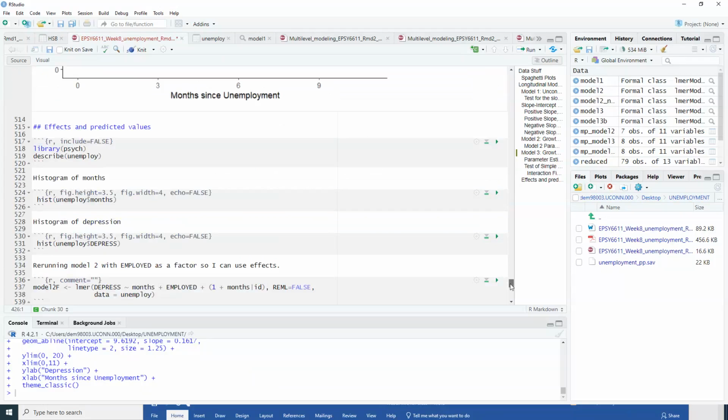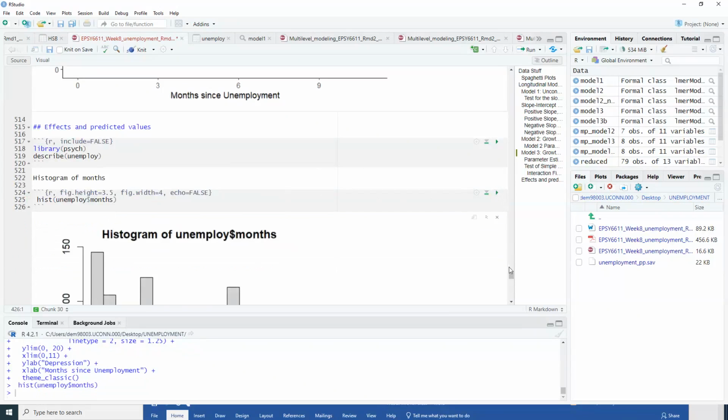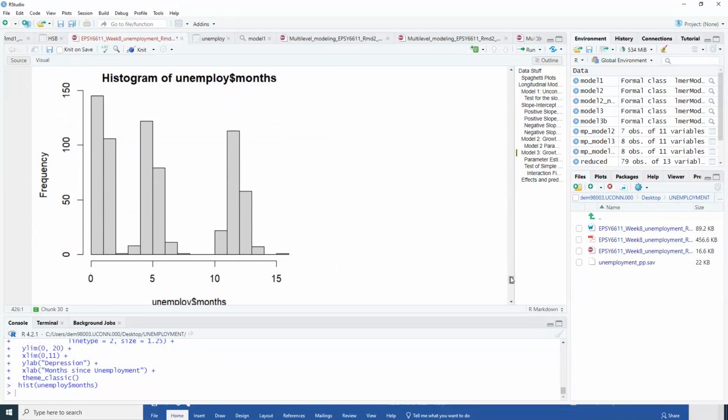All right. Now let's think about predicted values. So maybe I want to use the effects package to run some predicted values. The first thing is, if I want to run predicted values, I need to know how many months out I should go, because I don't want to come up with predicted values for 3 years if the study only goes for a year, right? That wouldn't make sense. So I ran some descriptives, and here's a histogram.